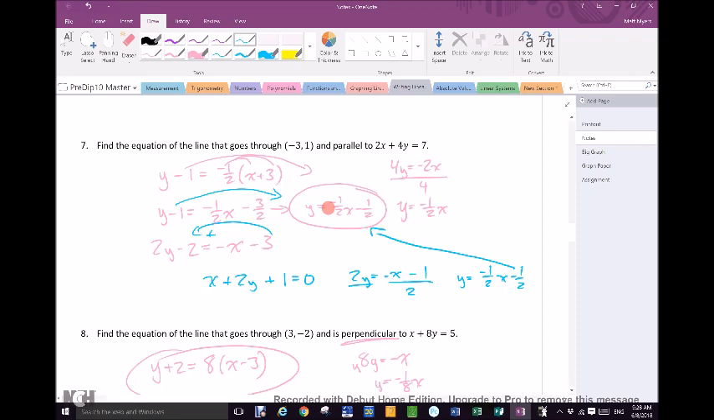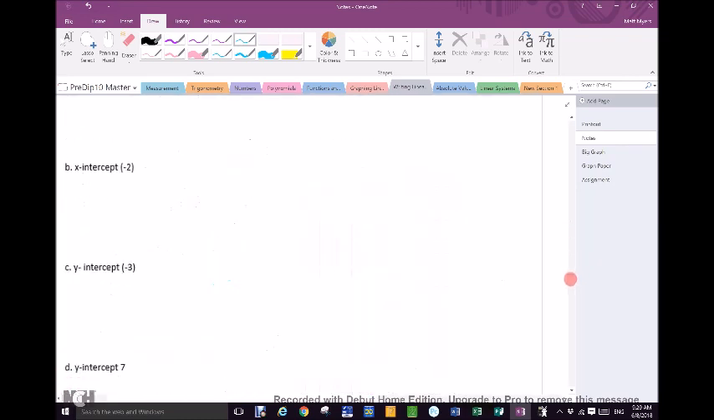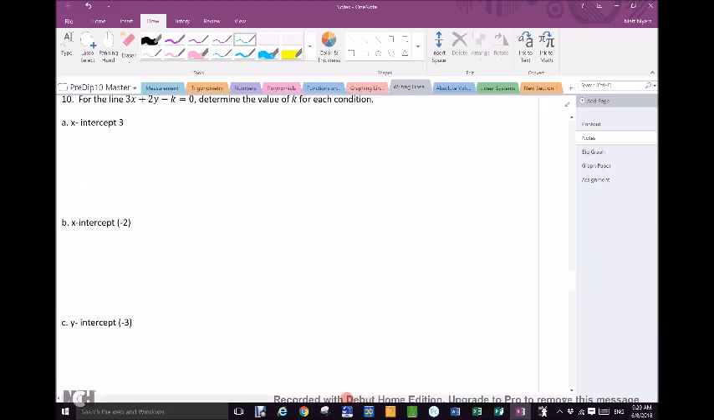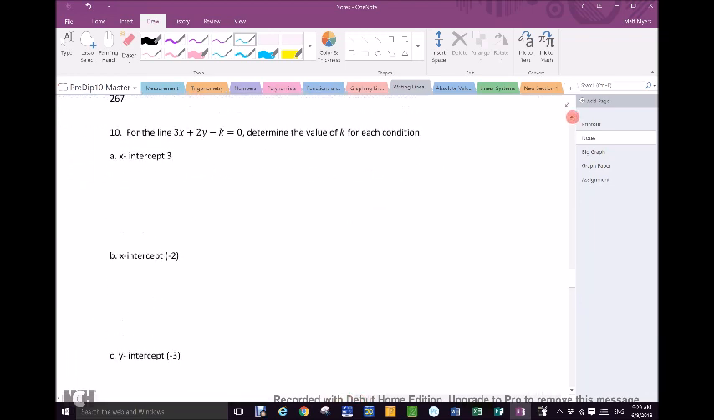Now, one second, Stephen. I left you with number 10. The real simple way to figure this out, what do you see there? The x-intercept of 3 is 3, 0, isn't it? There's an x, there's a y. Then you'll know k all the way down. Good?